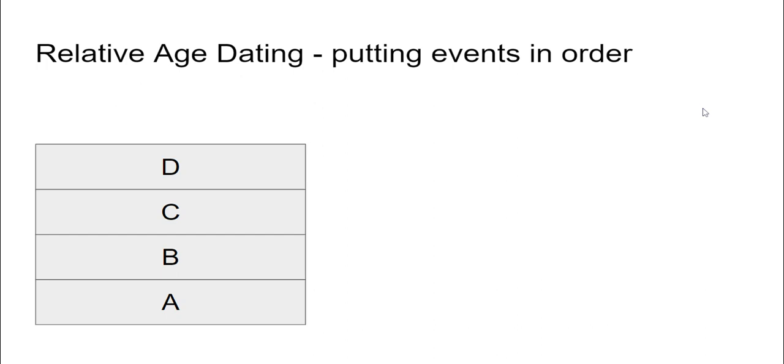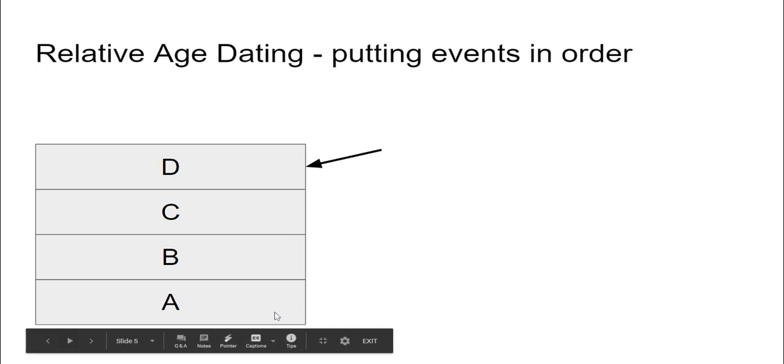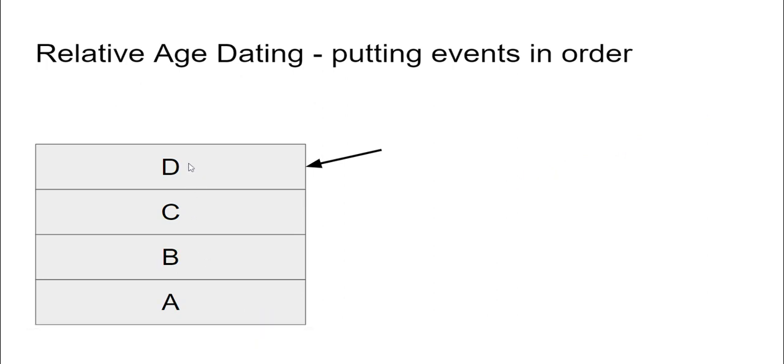Relative age dating, first of all, is not about finding out how old something is. It's about finding the order that events happen. So you're saying this is the oldest, and this happened, and this happened, and this happened, and this is the youngest, or this is the most recent. We're putting the events in order. Like these four layers of rock, we can put order and say that D is the youngest and A is the oldest. So an A, B, C, and then D was the most recent event.